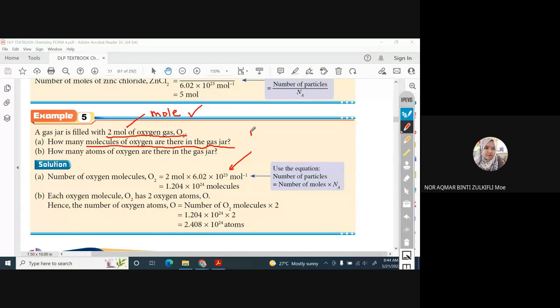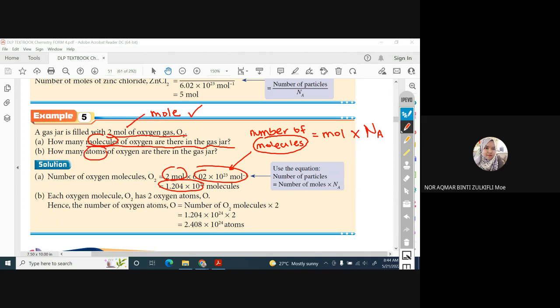Number of molecules equal to mole times Avogadro. This is direct, so 2 mole times Avogadro. So this is the answer. But sometimes you need to be careful because they ask you molecules. Molecules.